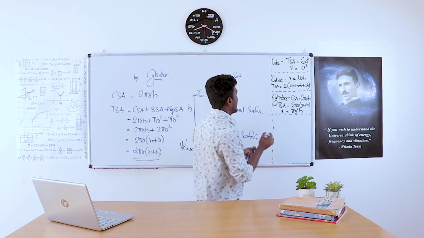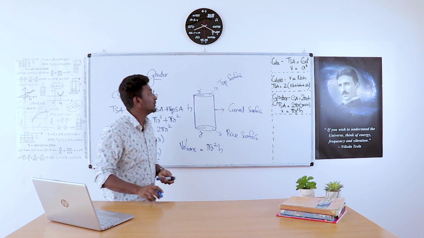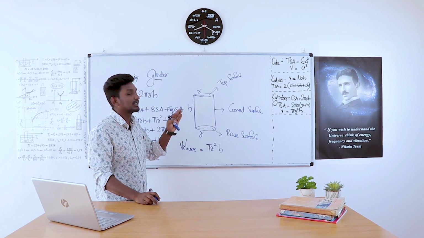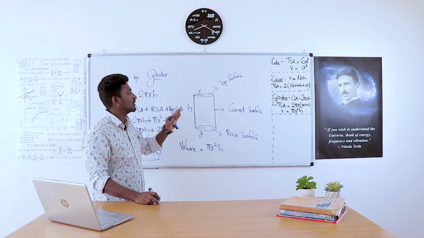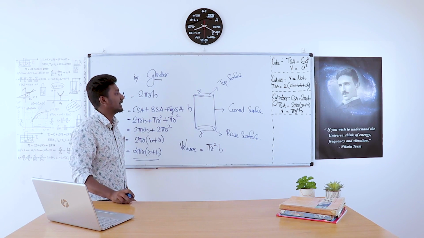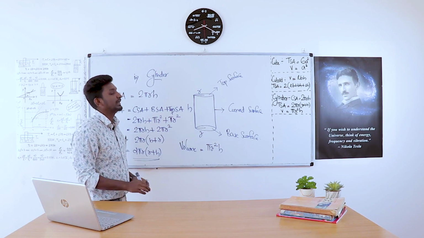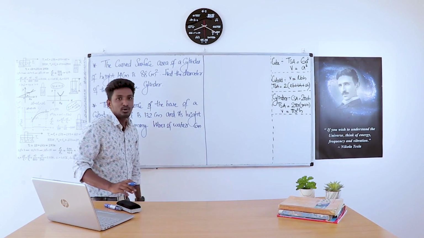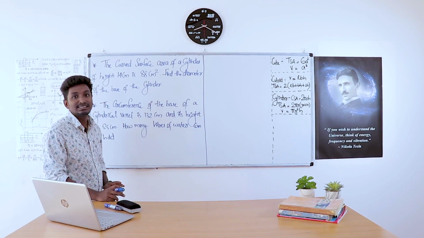Okay. Now we completed three shapes: cube, cuboid, cylinder. For cylinder, curved surface area is 2 pi r h. Total surface area is 2 pi r into r plus h. Volume is pi r square h. Clear? Now moving to the problems related to the cylinder.